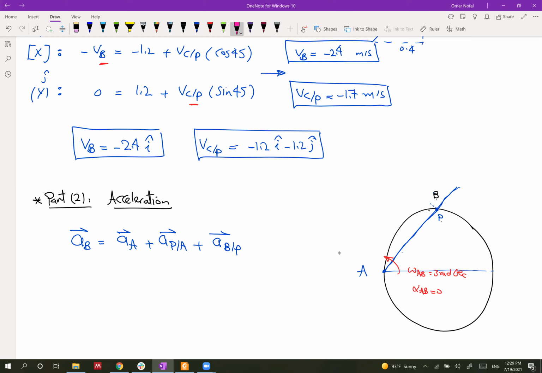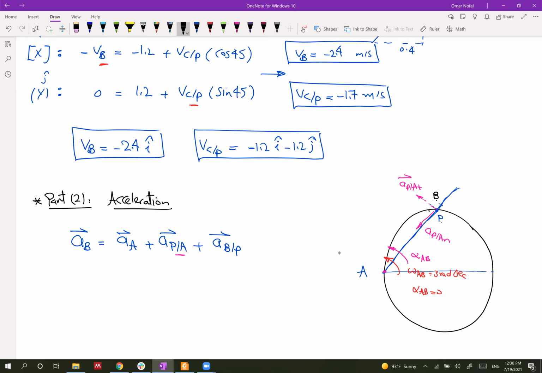Okay, let's assume that we have alpha in this direction, alpha AB. This is just in case we have an alpha. So we will have AB with respect to A in the tangent direction, and AB with respect to A in the normal direction. A is not moving, so the A tangent and normal will be 0. And let's think about AB with respect to P.